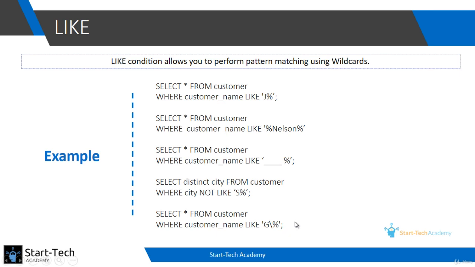That's all with this like condition. In the next video, we'll learn how to order the retrieved dataset. For example, when we retrieved customer names, they were coming in random order. If we want to get the customer names ordered alphabetically, starting from A and ending with Z, how to do that? We'll learn that in the next lecture.